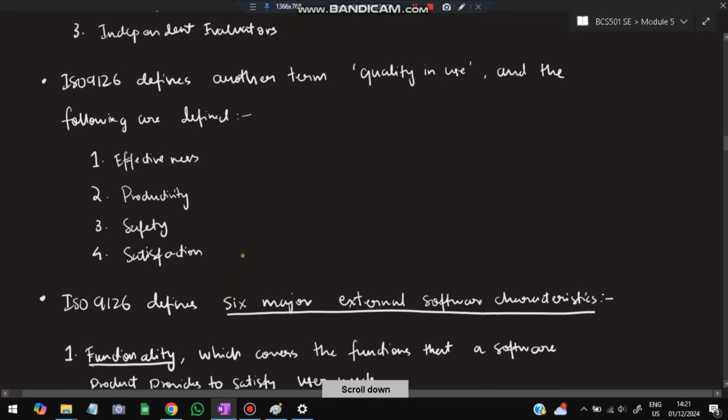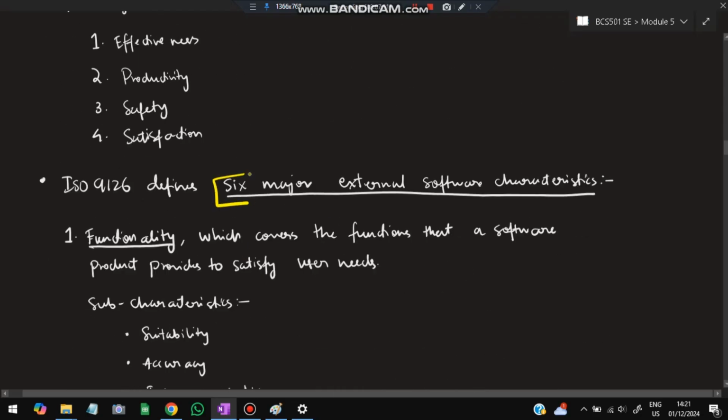Okay, ISO 9126 defines six major external software characteristics. This is very important. From the exam point of view also, this is very important.